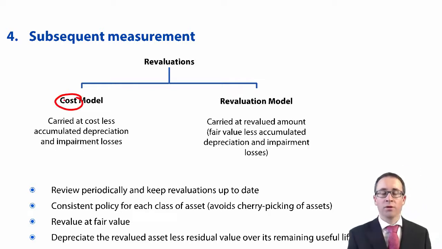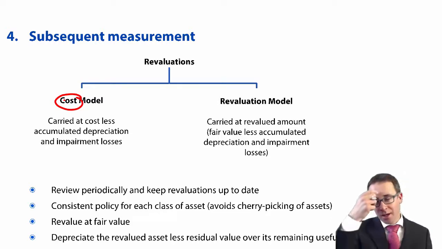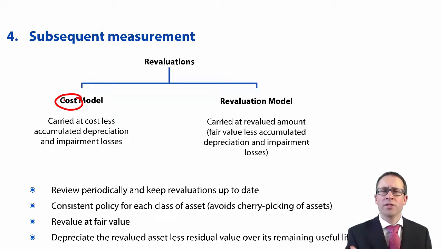You have it at the cost model, which is nice and straightforward. You just capitalize it, depreciate it, and then impair it. So reduce it in value if there are any indicators that your asset has been damaged. And we'll see that in a later chapter. Okay, don't worry about the impairments for now.